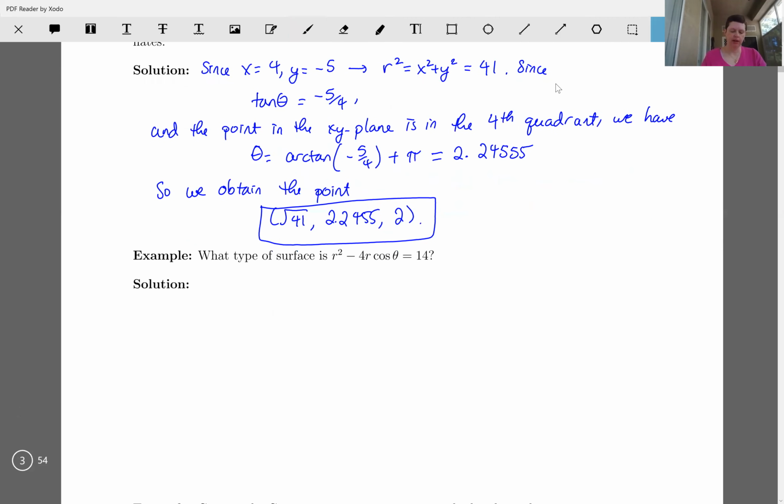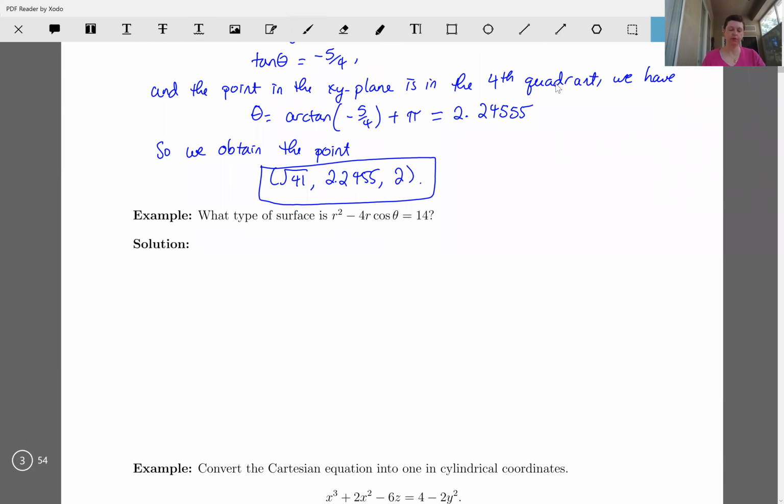Now, let's do two more examples. What type of surface is r squared minus 4r cosine theta equals 14? All right, well, let's just plug and play. R squared is x squared plus y squared, and 4r cosine theta is just 4x, so x squared plus y squared minus 4x equals 14. Okay, so that's what we have so far in Cartesian coordinates, but of course, to identify it, we need to complete the square on the x part, right?